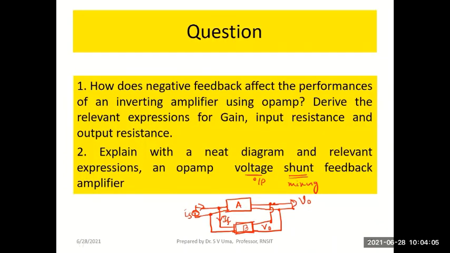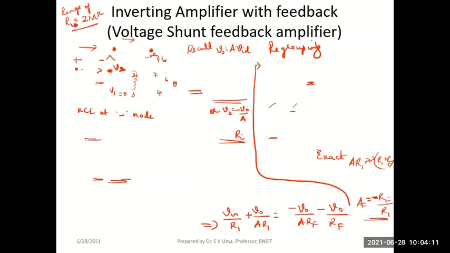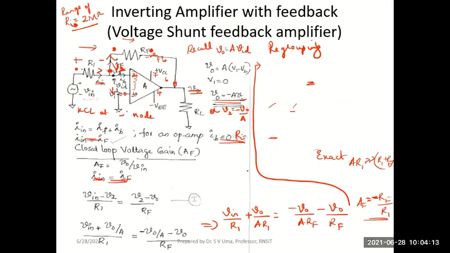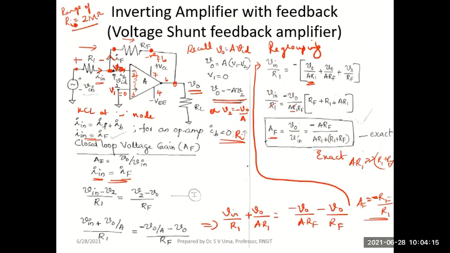Then we spoke about the voltage shunt feedback amplifier, or the inverting amplifier configuration. In the inverting amplifier also, the gain reduces with feedback, and the exact expression for gain with feedback is minus A RF divided by A R1 plus R1 plus RF, as we can see here. We have derived the expression for gain with feedback like this. This is the exact expression.